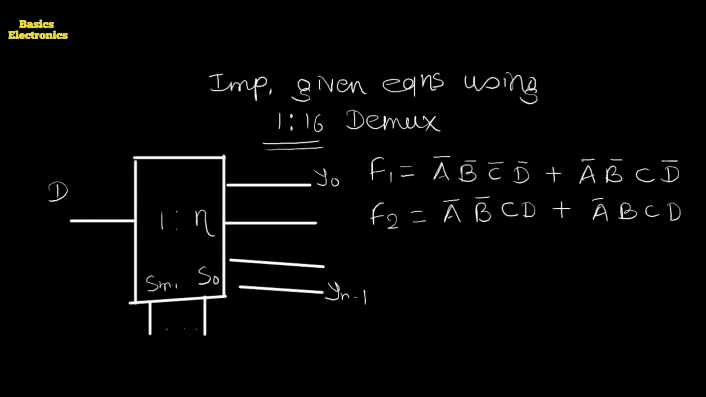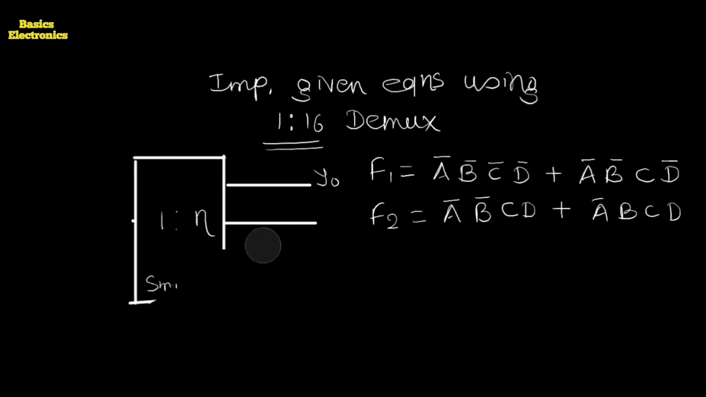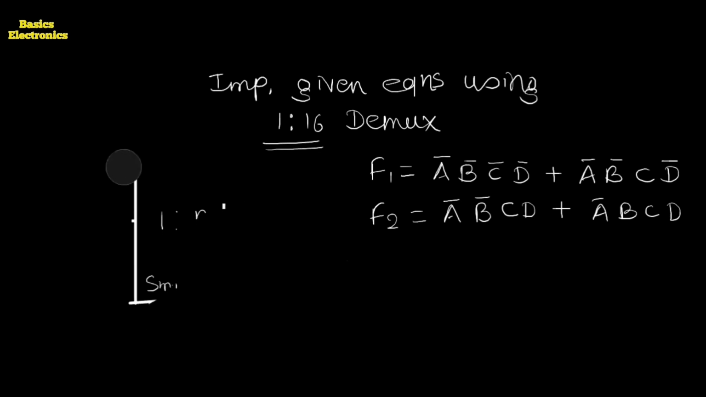When we have to convert the demultiplexer into a decoder, then instead of using the data input, only the inputs are applied. Those inputs are the select inputs. These select inputs are nothing but the A, B, C, D in the given example. So it is a very simple example, but the question is again the same: how can we solve the given equations? That we have to see.